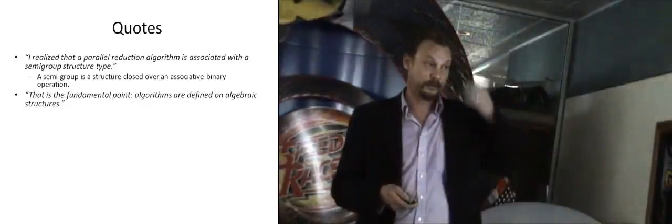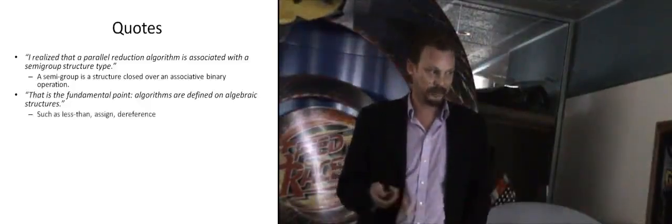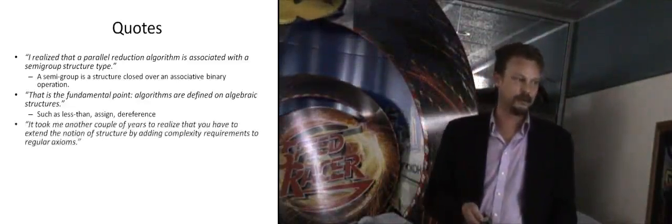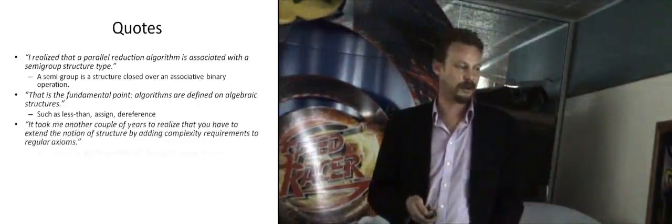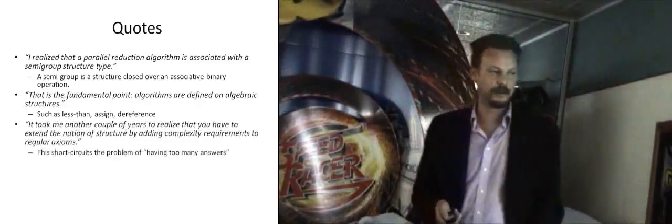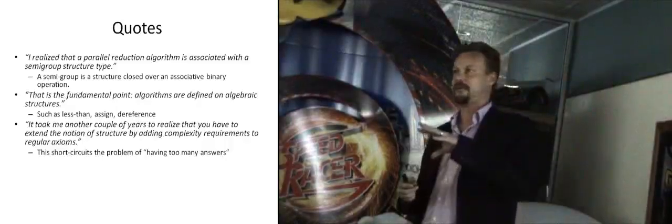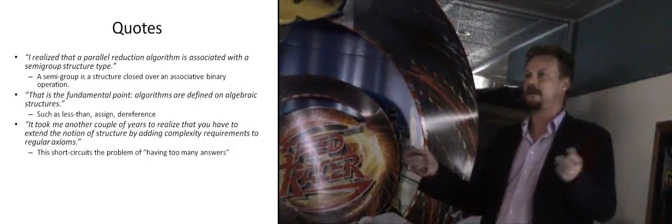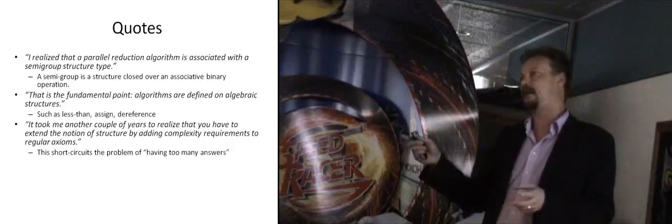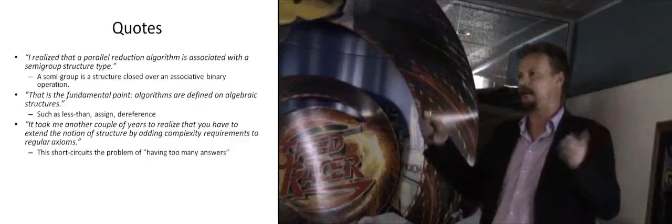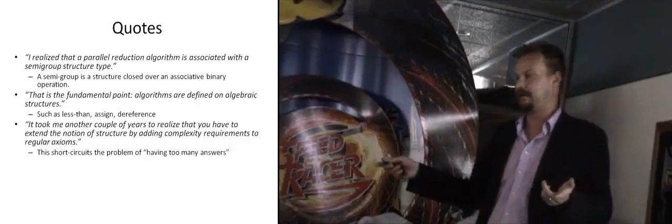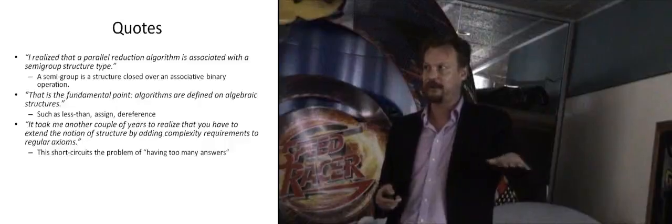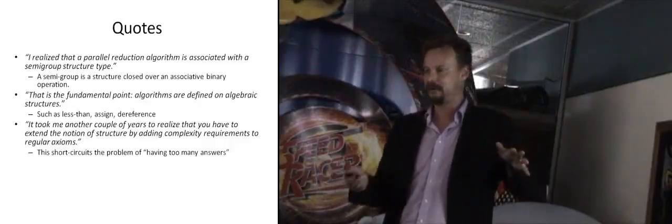The fundamental point, algorithms are defined on algebraic structures. It took him another couple of years to realise that you have to extend the notion of structure by adding complexity requirements to regular axioms, and that solves the problem of having too many answers. So once you say that this is a sort algorithm and it's got log n complexity on the input range, you can show me another sort algorithm. Has that got log n complexity? No, it's slightly worse. Well, I don't give it. This is log n, and yours is that. The point being that complexity guarantees provide a bottom. You know when you're finished, until someone else can come up with a better way to sort things.